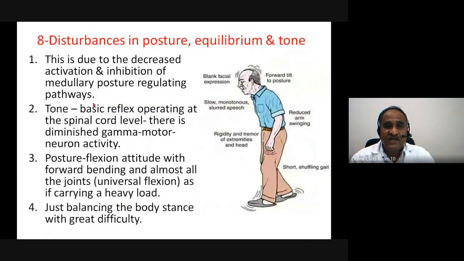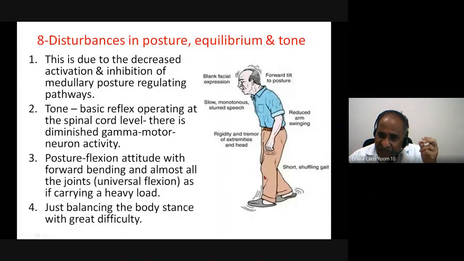Then comes the disturbance of the posture. The posture is peculiar. Most of the time this is due to decreased activation or inhibition of the medullary reticular posture regulating pathways. You see this person, he is suffering with Parkinson's disease. And here you see the whole thing, as if the head is dropped, and these are all in a flexion mode.